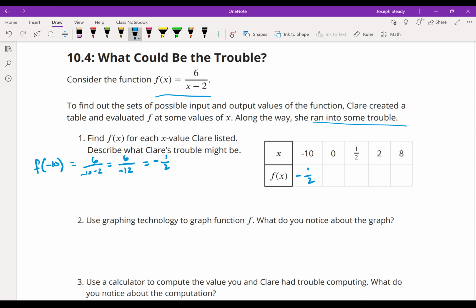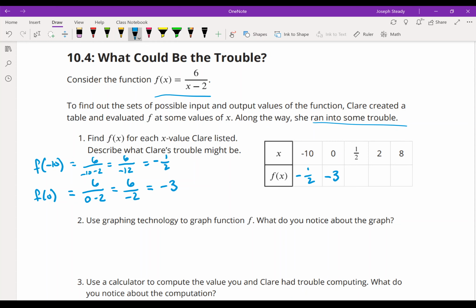So far, so good. If I want to find f of 0, well, that's just 6 over 0 minus 2. 0 minus 2 is negative 2, so it's 6 over negative 2. I can do that division there. 6 divided by negative 2 is negative 3. And we can keep going with this.